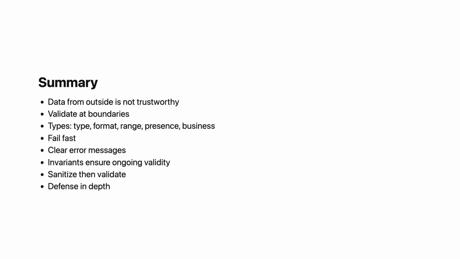Let us summarize. Data from outside is not trustworthy. Validation checks it against rules. Validate at boundaries where data enters your system. Different types of validation: type, format, range, presence, consistency, business rules. Fail fast, reject invalid data immediately before it spreads. Give clear error messages that help fix the problem. Invariants ensure ongoing validity, not just initial validity. Sanitize for convenience, then validate. Use defense in depth, multiple layers of validation. Good validation prevents bad data from corrupting your system.